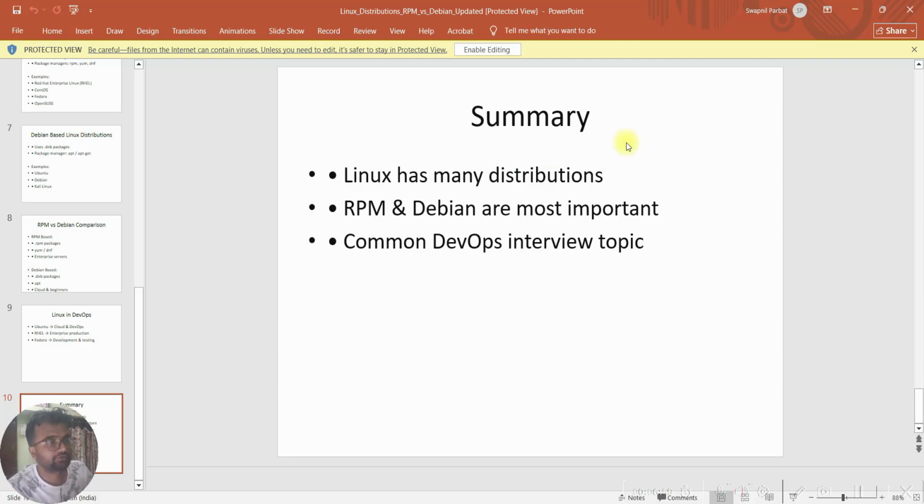Okay, so let's summarize everything we have learned. To summarize, Linux has many distributions designed for different use cases. RPM based and Debian based Linux are the two most important categories. Understanding these distributions is essential for DevOps and system administration roles. In the next video, we will start with basic Linux commands.